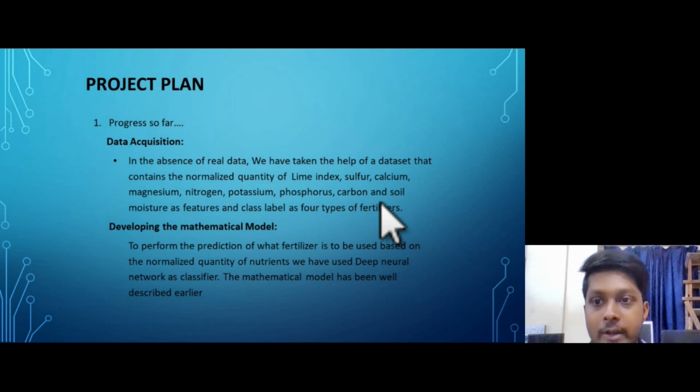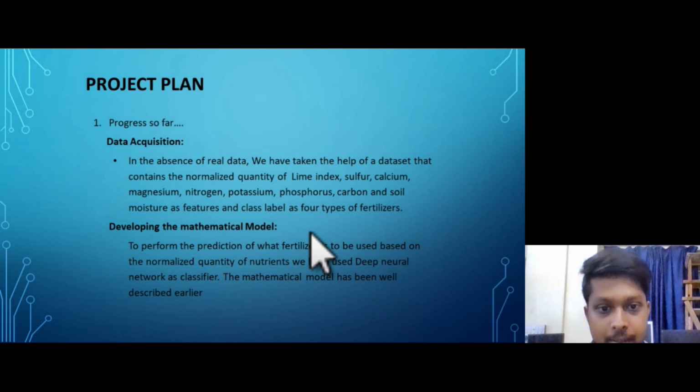So now we are going to present our project plan. At first, we want to describe what progress we have made so far. At first, we have done the data acquisition. In the absence of real data, we have used a static dataset, as we showed earlier, which consists of 9 features of the normalized quantities of macronutrients, micronutrients, soil and lime indexes.